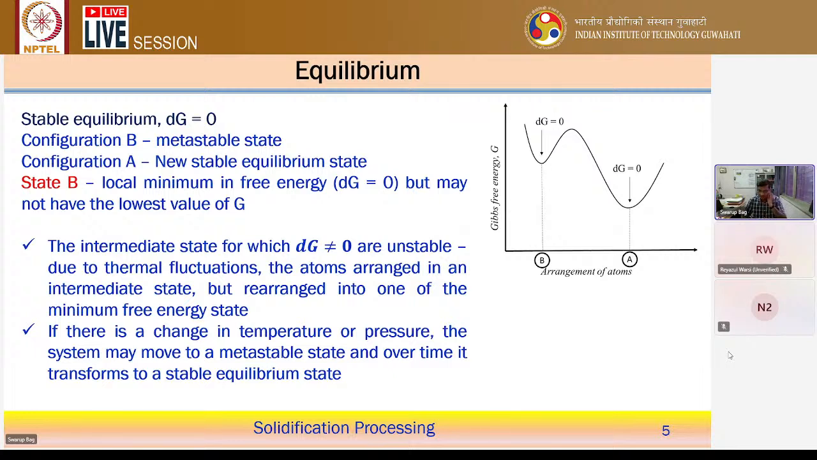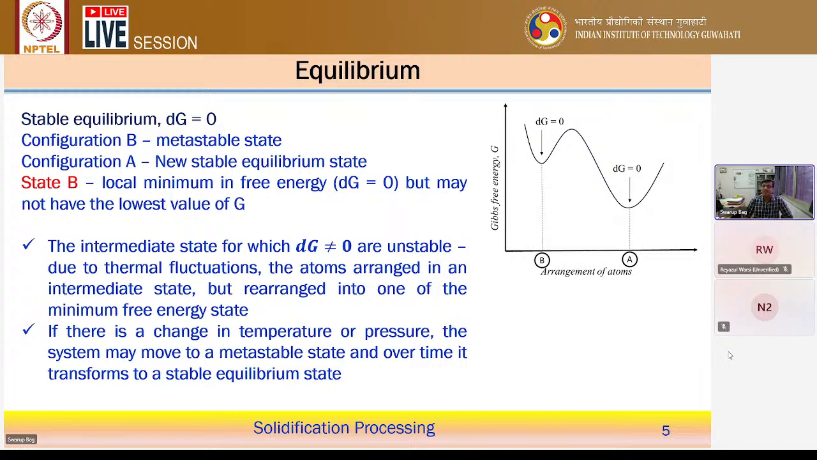That means the change of Gibbs free energy equals 0. Now dG can be 0 in different cases. If you look at this figure, there are two different configurations of the atoms, for example configuration B and configuration A. In both cases, dG = 0. We can say that state B is a local minimum of free energy, reaching dG = 0, but may not have the lowest value of G. There might be some other metastable state where we can reach the lowest value of G.